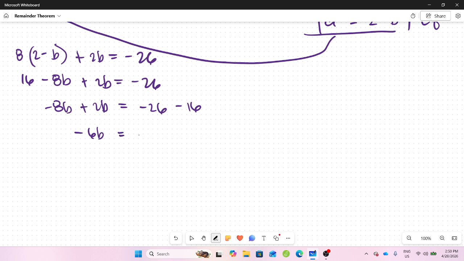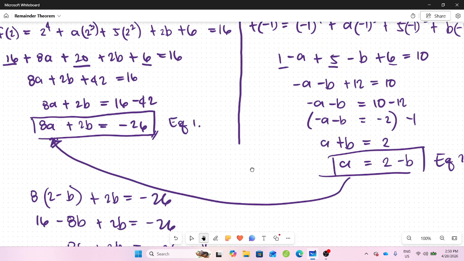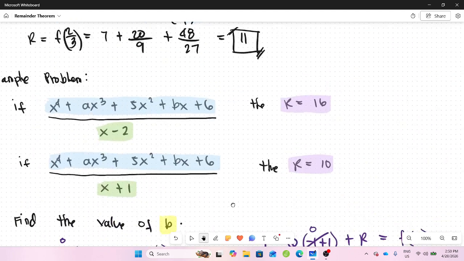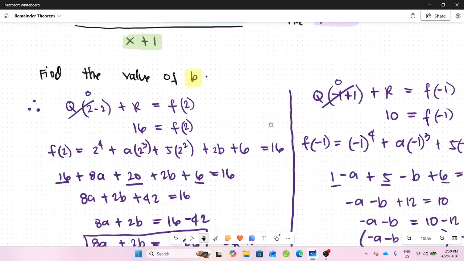So this equals negative 42. We divide both sides by negative 6, then negative 6. So b is just 42 divided by 6, that's going to be 7. So the value of our constant b here is equal to 7. And that's the remainder theorem.